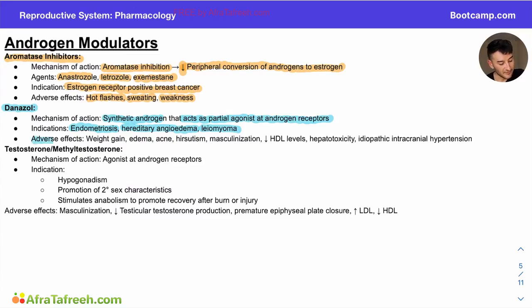In terms of adverse effects, they're going to be all related to increased androgen agonism. So weight gain, edema, acne, hirsutism, masculinization, these are all the classic symptoms of, I think, someone who's on exogenous testosterone, like an anabolic steroids bodybuilder. They're just going to be big, they're going to be bulky, they're going to be masculine, they may have voice deepening. These are effects that you would expect to see in a patient taking danazol.